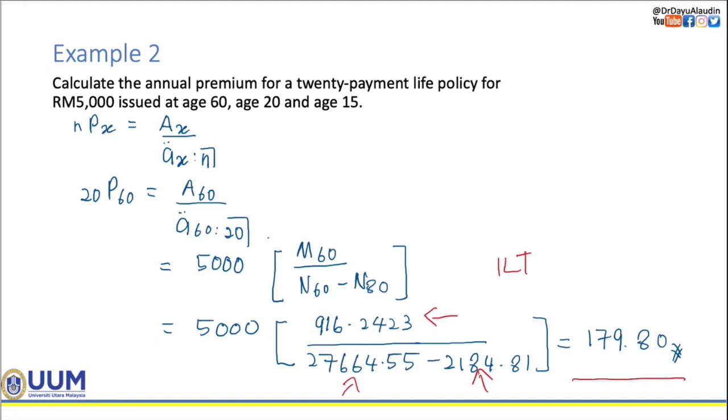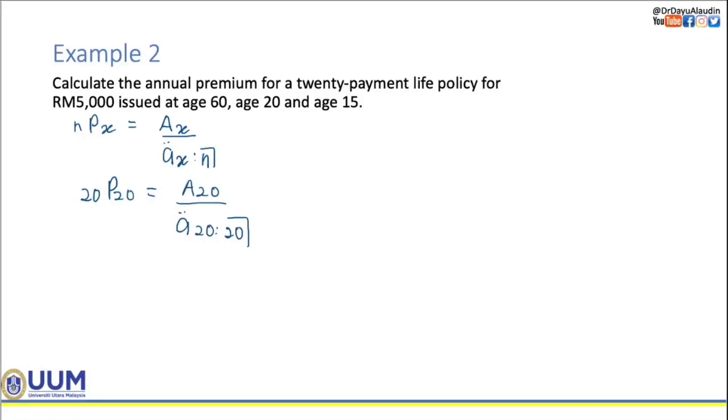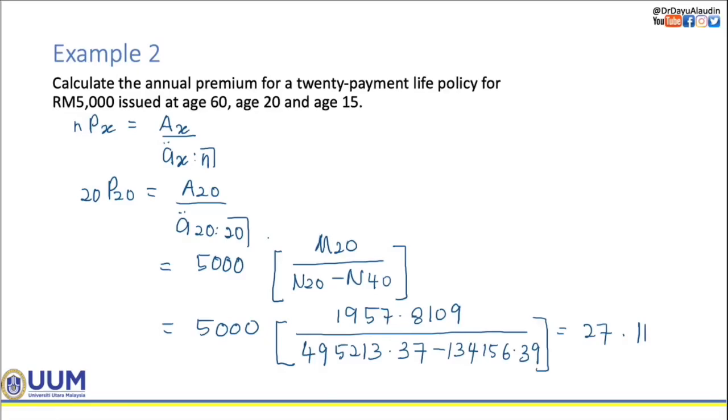Now we find for an individual age 20. So first we substitute x with 20 instead of 60. And then we convert it in terms of commutation function and we check the ILT at 6%, and we get 27 ringgit 11 cent. Alright, so you can try to find the premium for age 15.